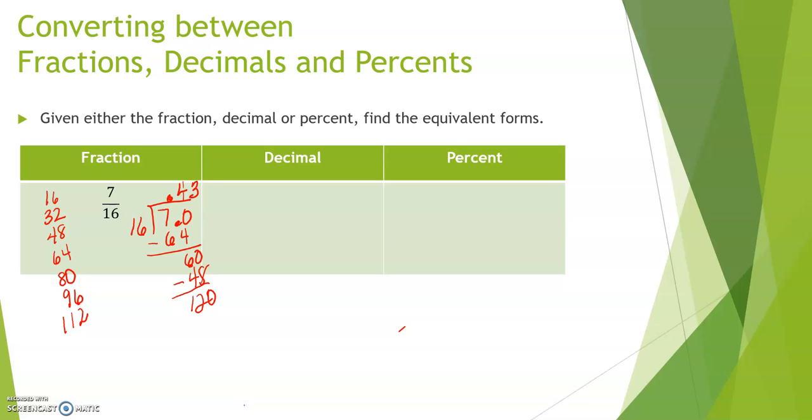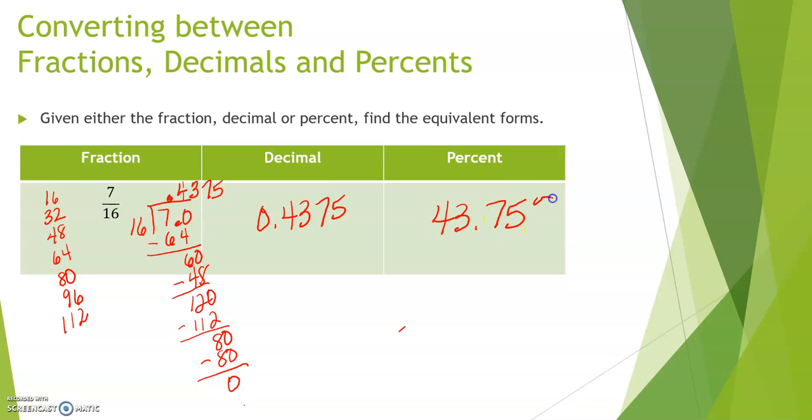16 divides into 120 7 times. That's our 112. And 16 divides into 80 evenly 5 times. Our decimal is 0.4375. To write our percent, we can multiply by 100, and our percent is 43.75%.